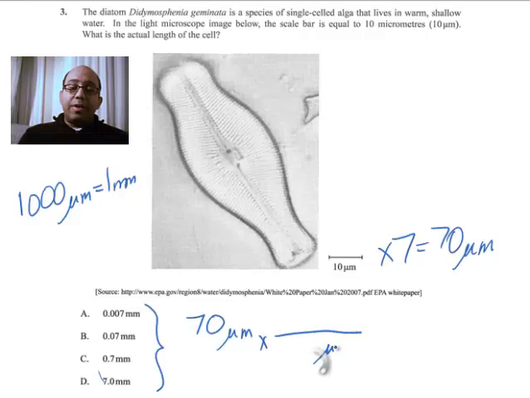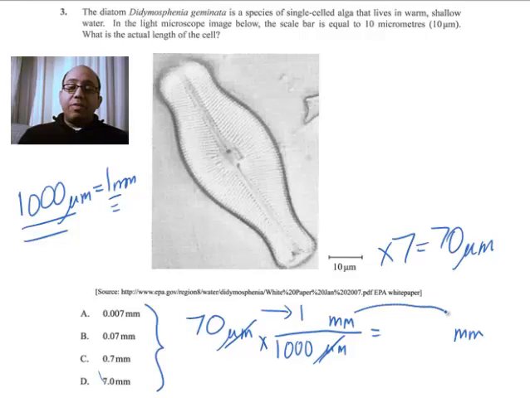So you want to cancel the micrometers, and you want to get millimeters. And you see that there's a 1,000 next to the micrometers, so you put 1,000 at the bottom here. And a 1 is next to the millimeters, so you put a 1 at the top. And you want to solve for millimeters. This method is called dimensional analysis. You learned something like this when you were doing stoichiometry last year. And so you notice that the micrometers cancel to get the unit that you want in your answer.